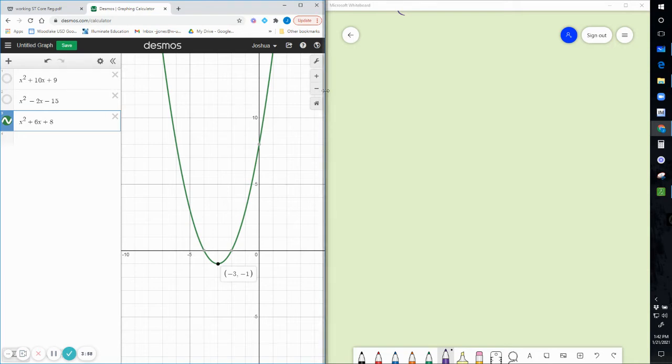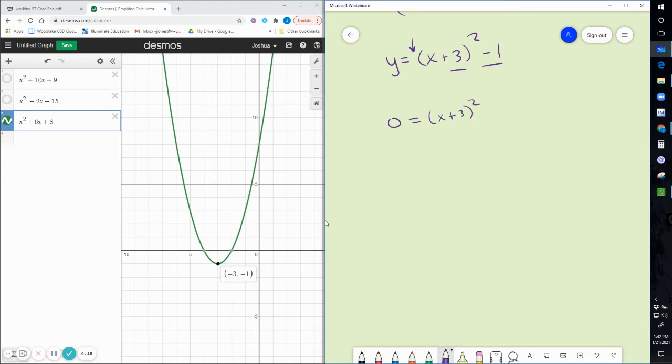So if the stretch is 1 and you know where the vertex is, you should easily be able to say, okay, x plus 3 squared minus 1, right? There's the vertex and there's the stretch. So I just wrote the equation in vertex form. And then you solve it. So you just put in 0. You say 0 equals x plus 3 squared minus 1. And now you just go ahead and solve this like we've been doing recently.